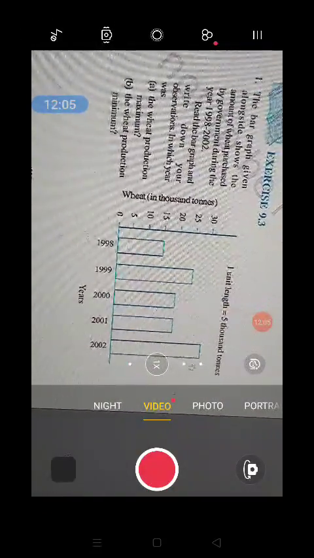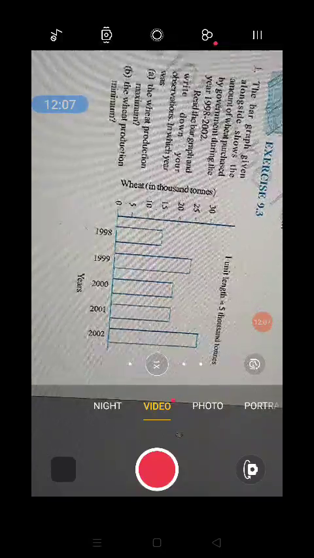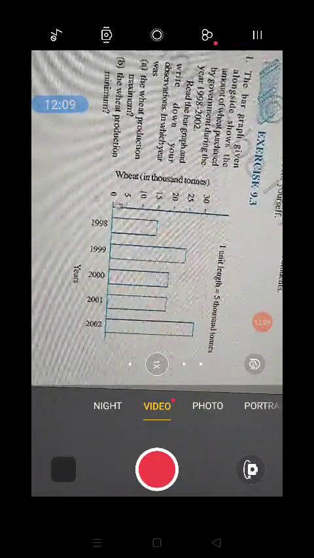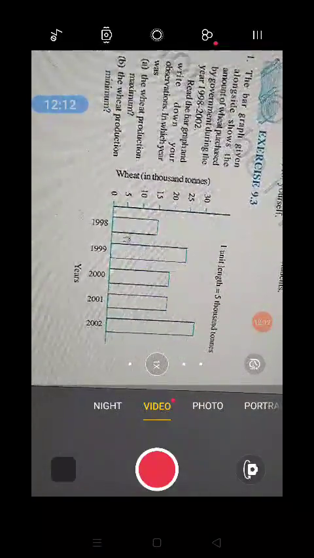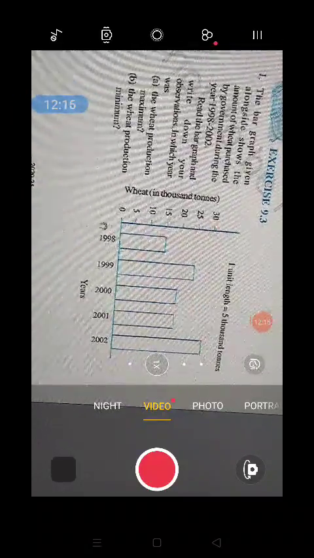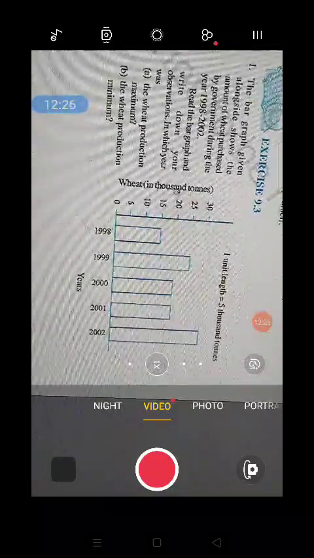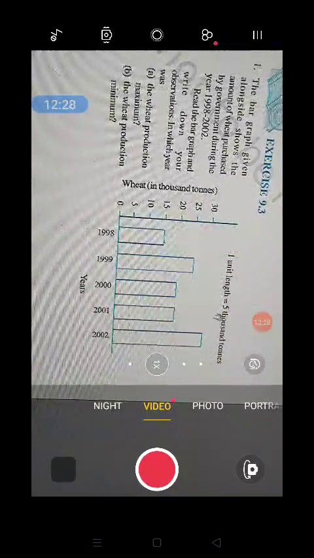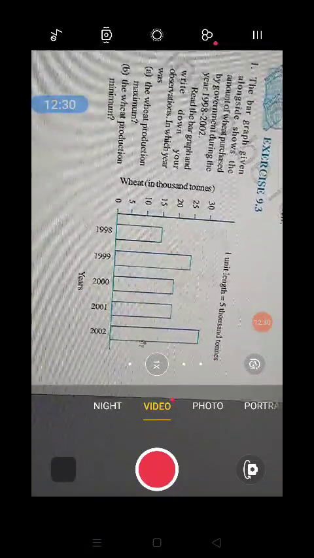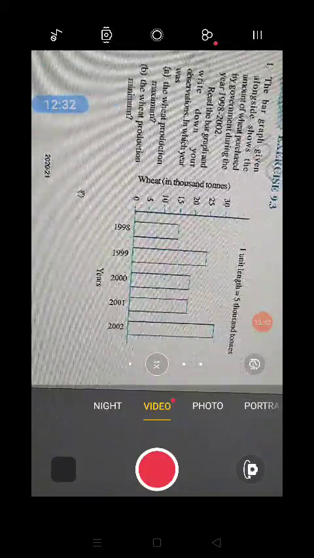So where you are able to see the minimum, the shortest length of the bar. Obviously it is 1998. Yes or no? So here we are getting the least production in year 1998. And how much it is? It is 15,000 tons. Okay, 15 is from here and 1,000 ton is from here. Yes or no? Okay, I hope it is clear.